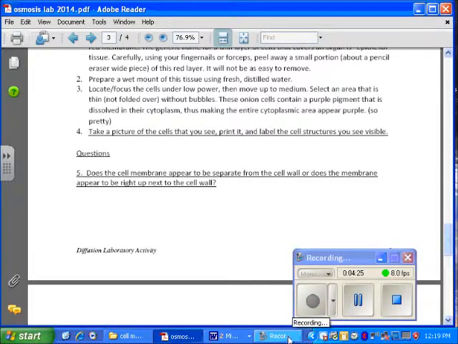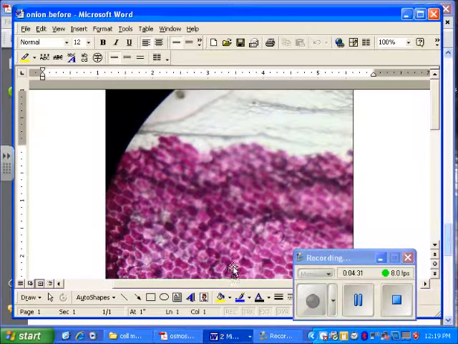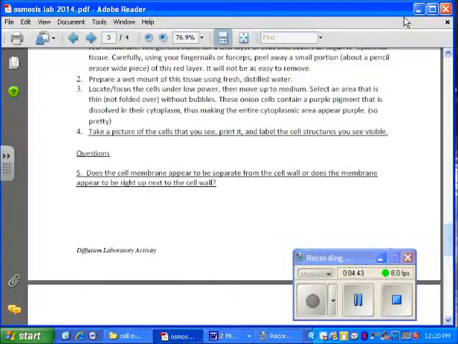And what you just saw is a picture that looks like this. And so these are your onion cells. And so the purple stuff, the pretty purple stuff, is all the cytoplasm. And those white lines that you can see there are the cell walls. And you really can't see a cell membrane there at all.